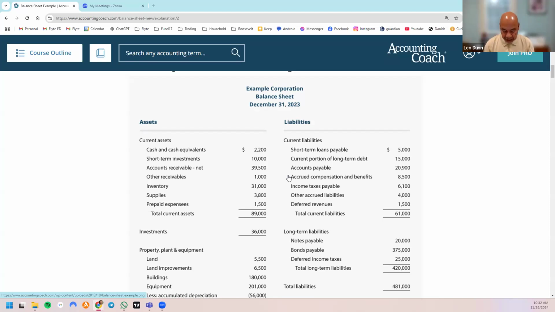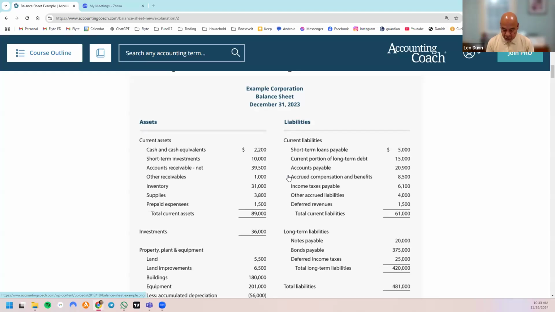Accrued compensation and benefits. Some businesses allow employees to earn vacation and retirement benefits, so any unused vacation would be considered accrued compensation. Say you contribute to the retirement plan: the employee has already earned that benefit, but you've not yet paid it to the retirement company. So those would fall under accrued compensation and benefits.